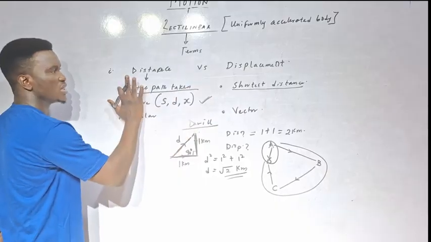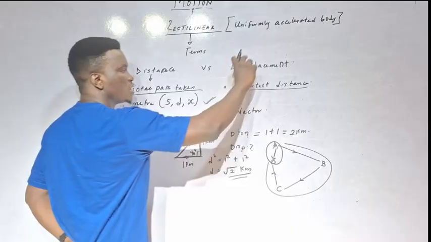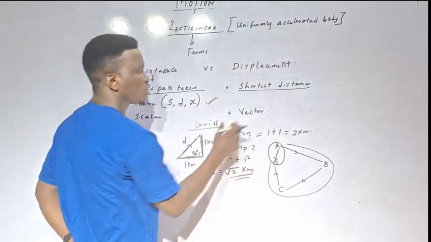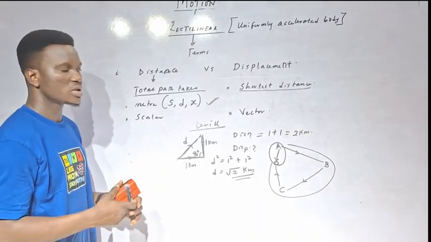So please, do you understand the difference between distance and displacement? Now, distance is a scalar quantity. Displacement is what? A vector quantity. Is that taken? Let's move on to speed and velocity.